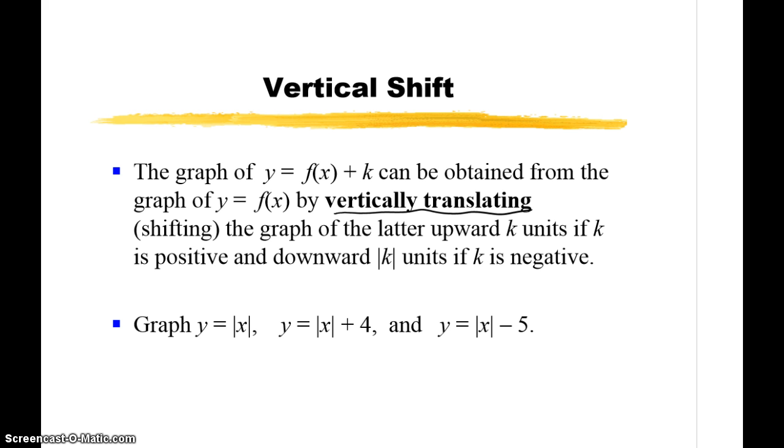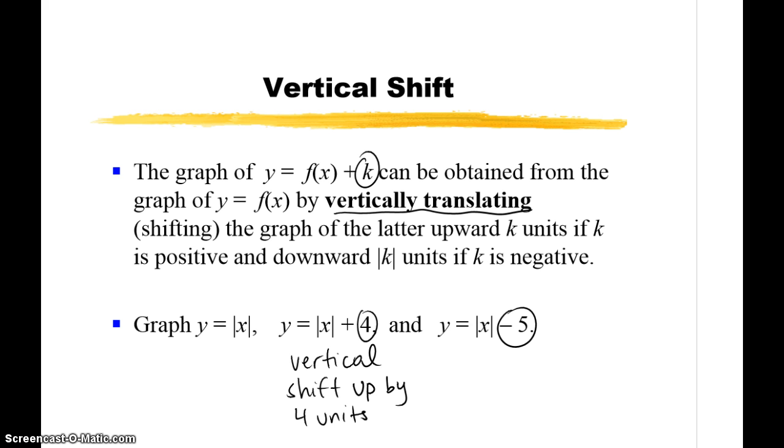Well, if we wanted to transform this graph, here are two different transformations that represent vertical translations, or vertical shifts. The first one is absolute value of x plus 4. Since the value of k here is 4 and it's positive, that means that the graph has been shifted up vertically 4 units, right? So this means vertical shift up by 4 units.